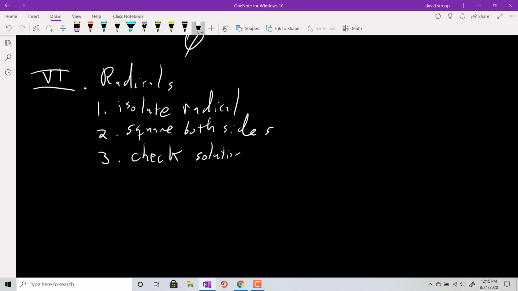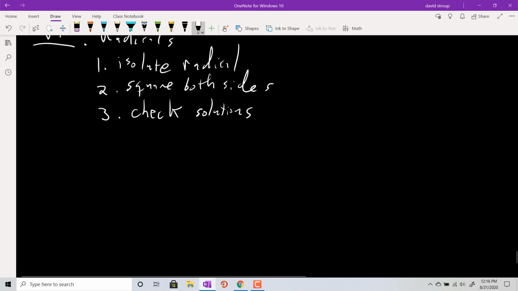So when I started the lecture with linear equations, I didn't even bother checking. If I do those problems correctly, you don't really need to check them. But for here, you could do the problem correctly and still get the wrong solution. It's because you're squaring both sides of the equation. So let's take a look at one.